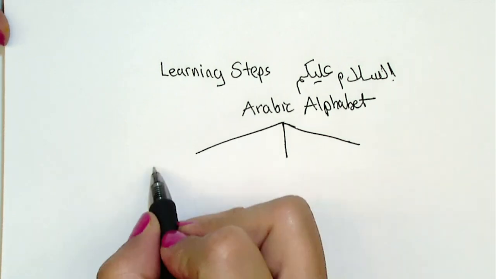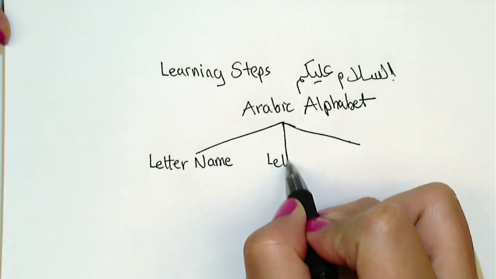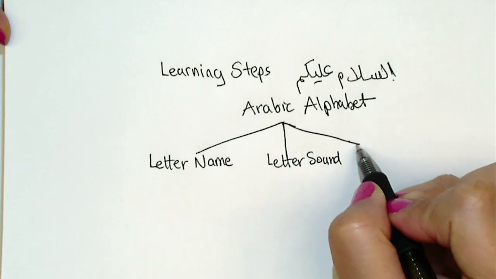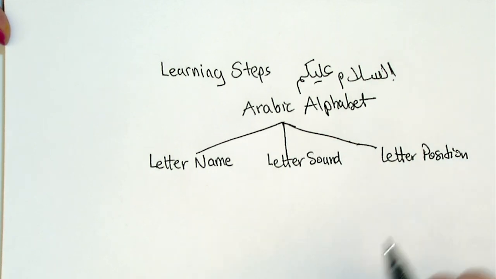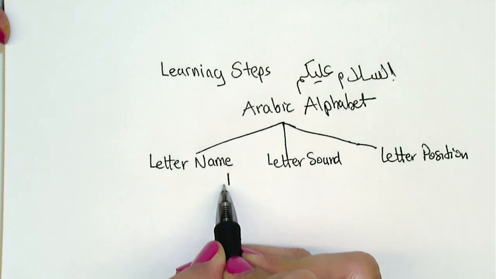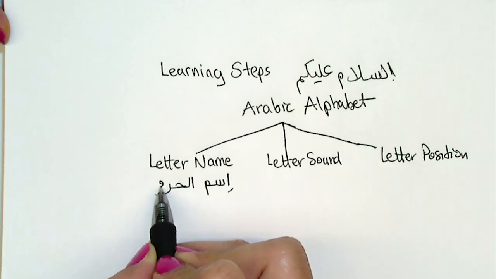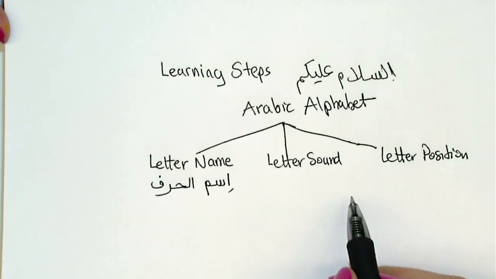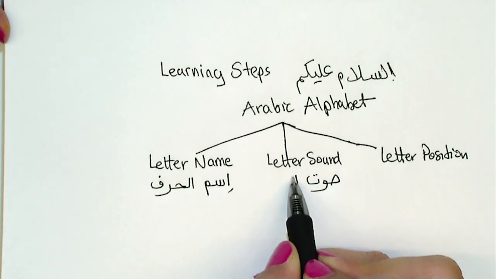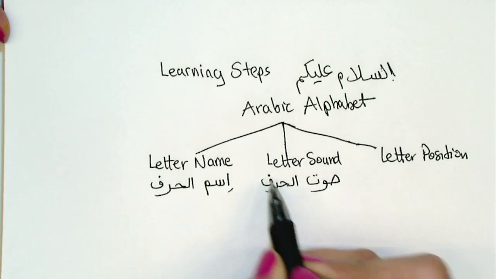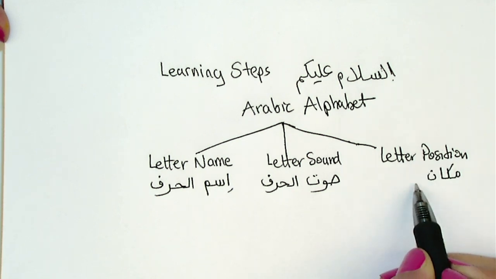The first part is you have to remember the letter name. Then the letter sound. And the letter position. The letter name, we call it ism al-harf. Letter sound, saut al-harf. And letter position, makan al-harf.